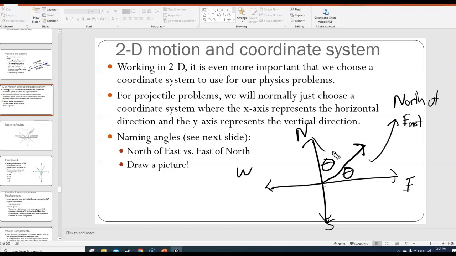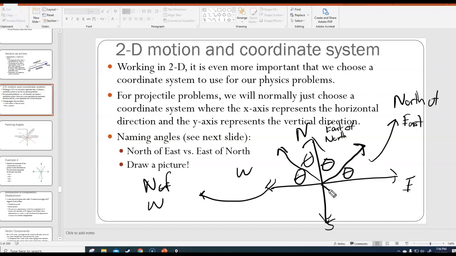On the other hand, this angle over here, if you start off going north and then you were to head east, that would be the east of north angle. So you have north of east, east of north, and you can use that for all the other angles. This angle right here would be the north of west angle, and then this angle in here would be the west of north angle. This angle in here would be the south of east angle, and so on and so forth.